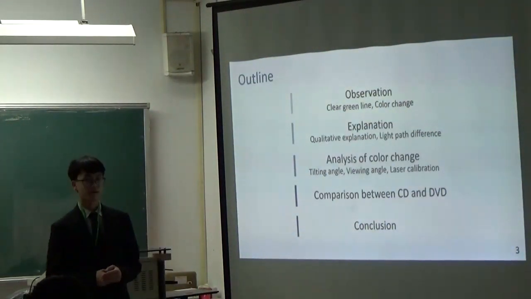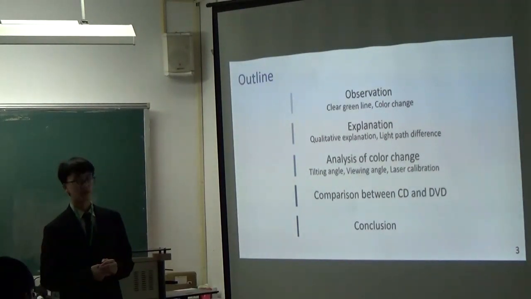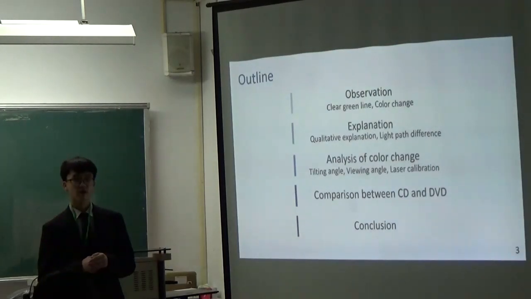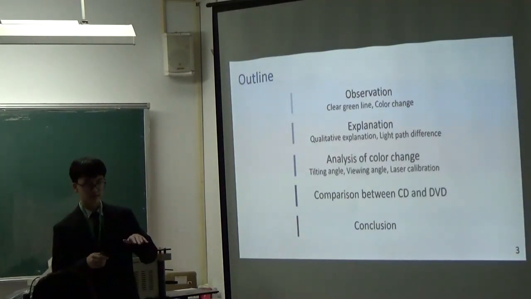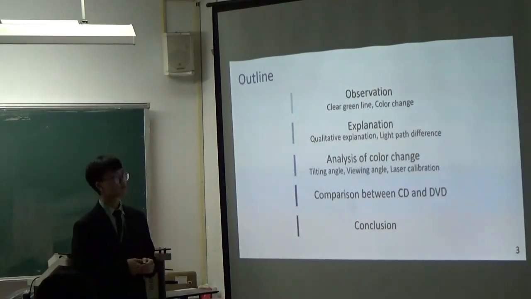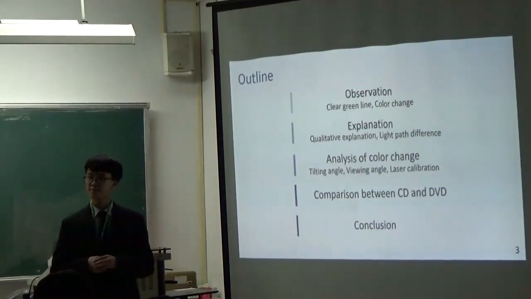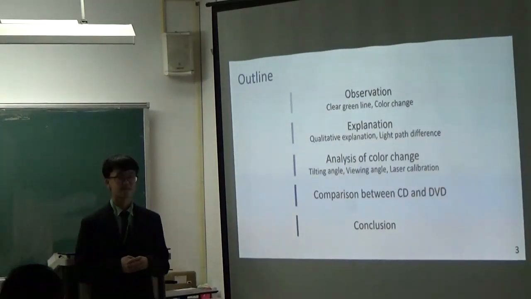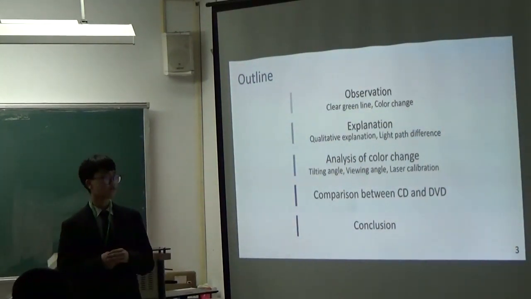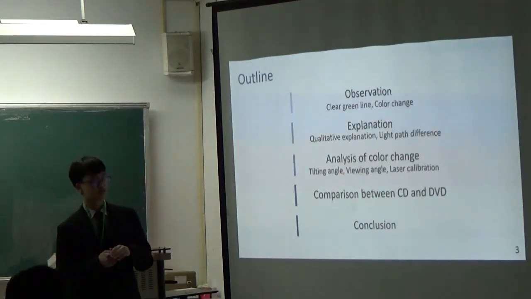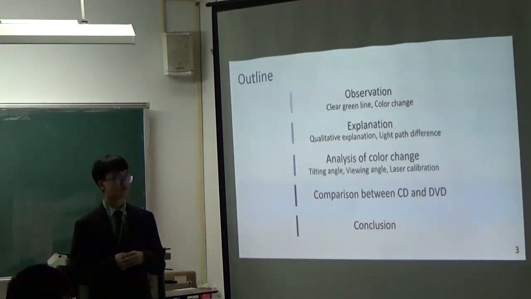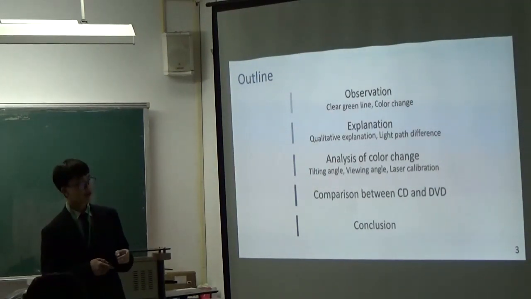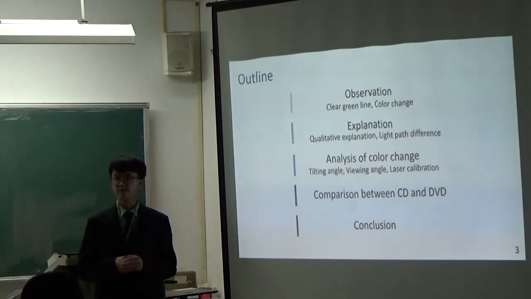This is the outline of my report. In observation, we'll show the clear green line that the problem statement mentioned, and how the color changes when we increase the tilting angle of the disc. The explanation part will have quantitative information about why the green light occurs in this phenomenon and the light path difference. Analysis of color change: we change the tilting angle of the disc, the viewing angle of the observer, and use laser calibration to verify our data. And we have a comparison between CD and DVD. Finally, the conclusion.